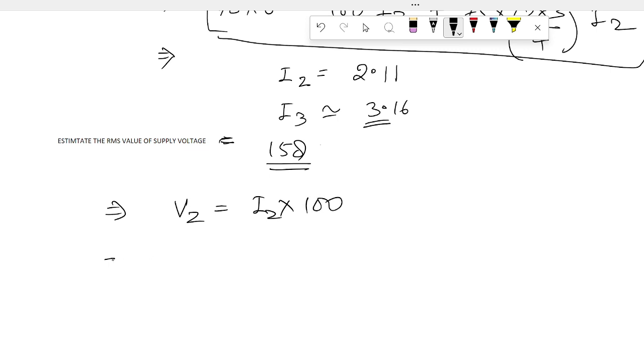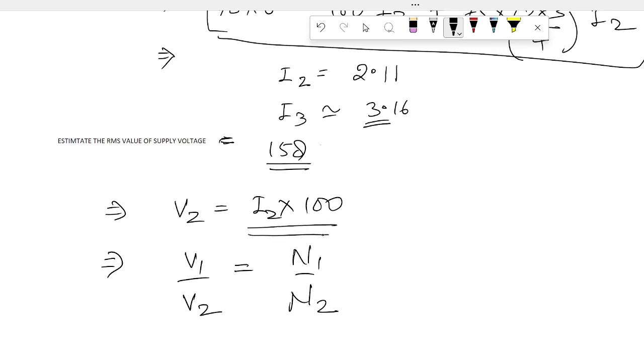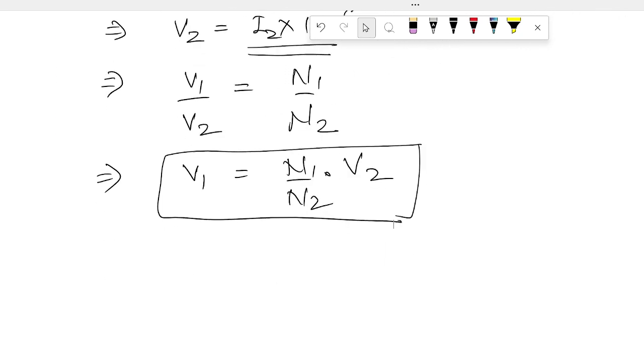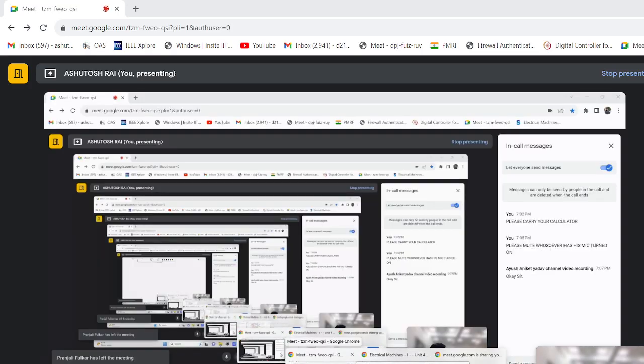and you have the relation between V1 by V2 as N1 by N2. Since you know the I2 value is 2.11, substitute here, you will get the value of V2, and from there V1 will be equal to N1 by N2 into V2. Is that clear? Please respond. Yes, sir. Okay.